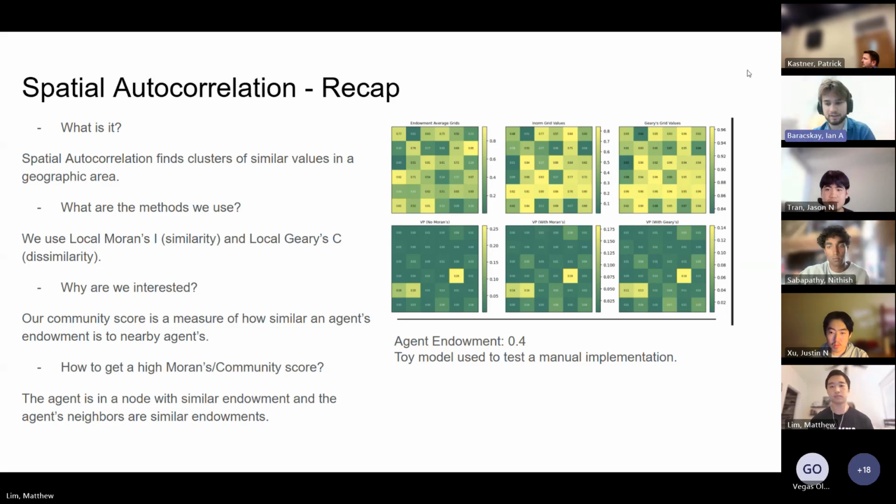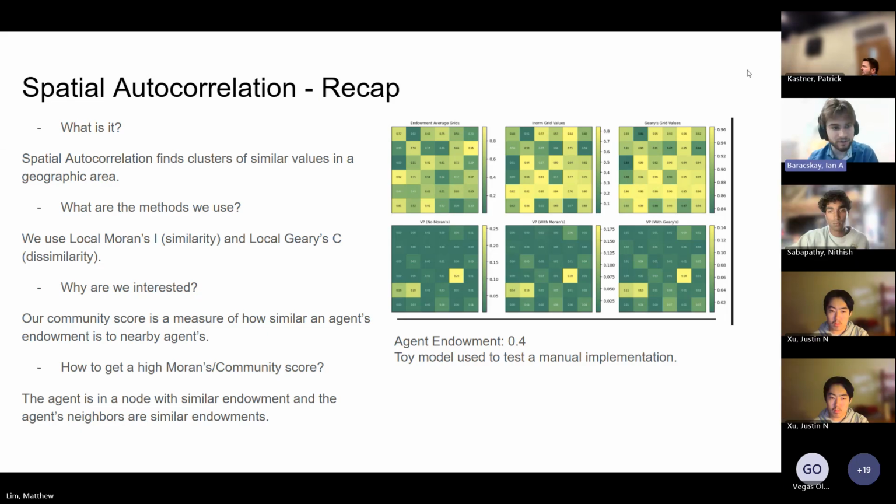So to give a recap on spatial autocorrelation, what it is and why we're using it: spatial autocorrelation finds clusters of similar values in a geographic area. For us, the value we're using is endowment, which we've talked about is income, and the geographic area is Atlanta. Specifically, we're using local Moran's I and local Geary's C as our spatial autocorrelation algorithms. We're using them because the community score is a measure of how similar an agent's endowment is to nearby agents.